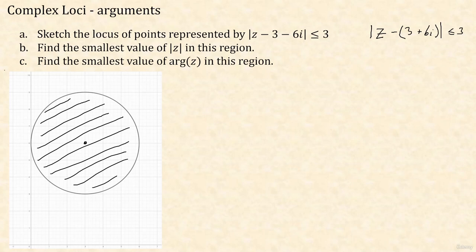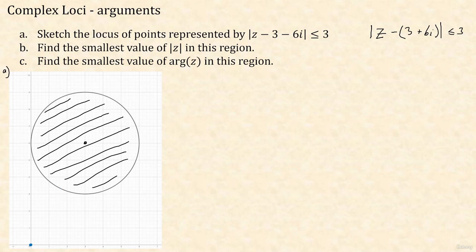Okay, what about part B? So part B says find the smallest value of mod z in this region. So what we're saying here is we want to find the smallest distance of any point in this disk to the origin, right? Because mod z is just the distance to the origin. So where on this disk, or in this disk, are we closest to the origin? Well, it's going to be here, right?